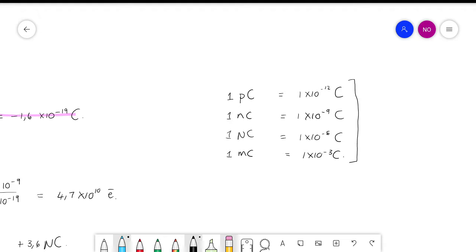These are very important when you are calculating N, which is the amount of electrons transferred. Dan moet jy hierdie ken.